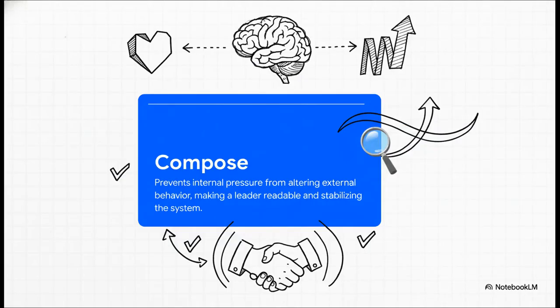Let's start with compose. Now, the key here is that this isn't about feeling calm. It's about behaving consistently, even when all hell is breaking loose internally. When a leader's external behavior is steady under pressure, they become readable. And a readable leader stabilizes the entire system, because now the team can execute with total confidence.